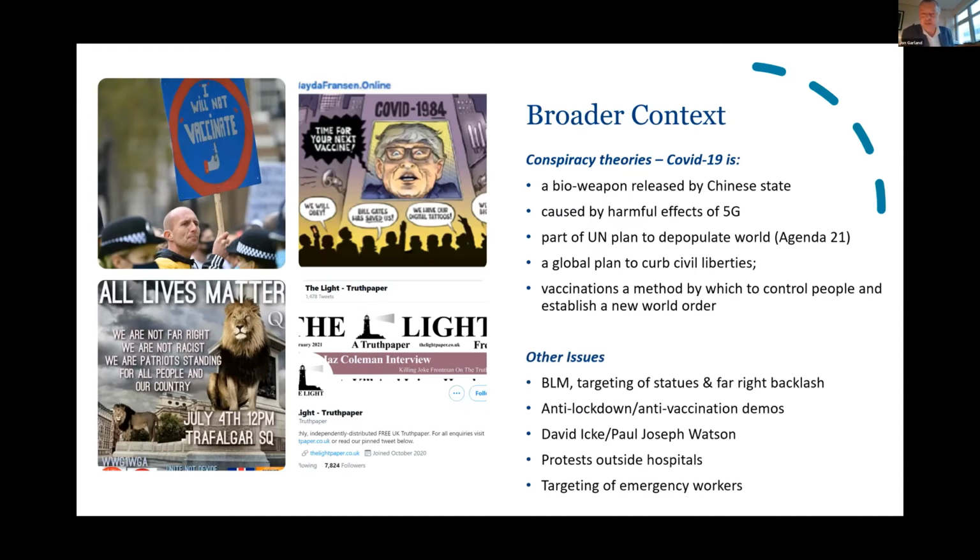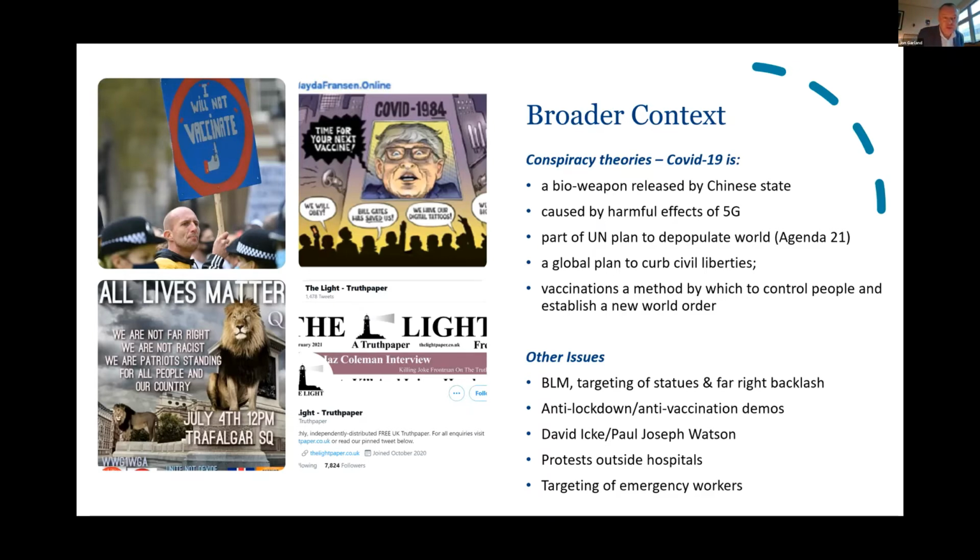At the same time, you think back to last summer, June, July time, there were the Black Lives Matter demonstrations. Do you remember the statue of Edward Colston was thrown into the water in Bristol? That provoked a backlash where a number of groups, including the far right, marched and demonstrated against Black Lives Matter and against the targeting of statues and things like that.